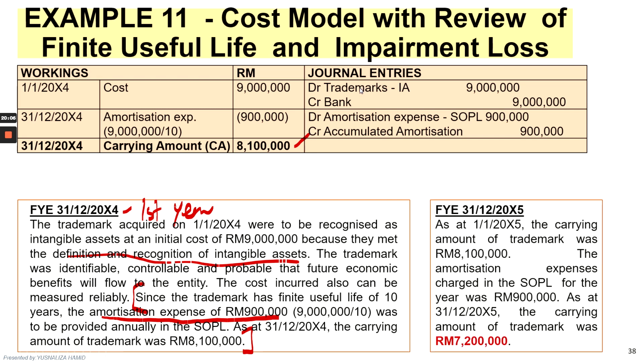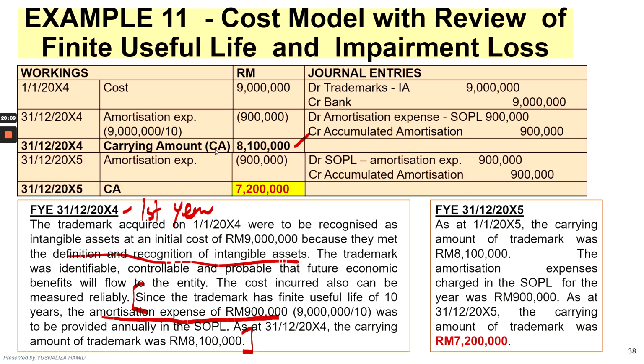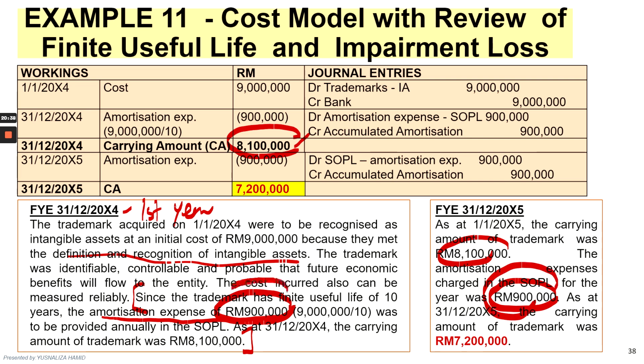For the second year, the amortization is still 900,000, and you are going to mention that the carrying amount at the beginning of the year now is going to be 8.1. At the end of year 4, but beginning of year 5, 1st of January, is 8.1. And the amortization expense was the same, 900,000. So this is the second year that you provide amortization. And therefore, the carrying amount at the end of the year will be 7.2.